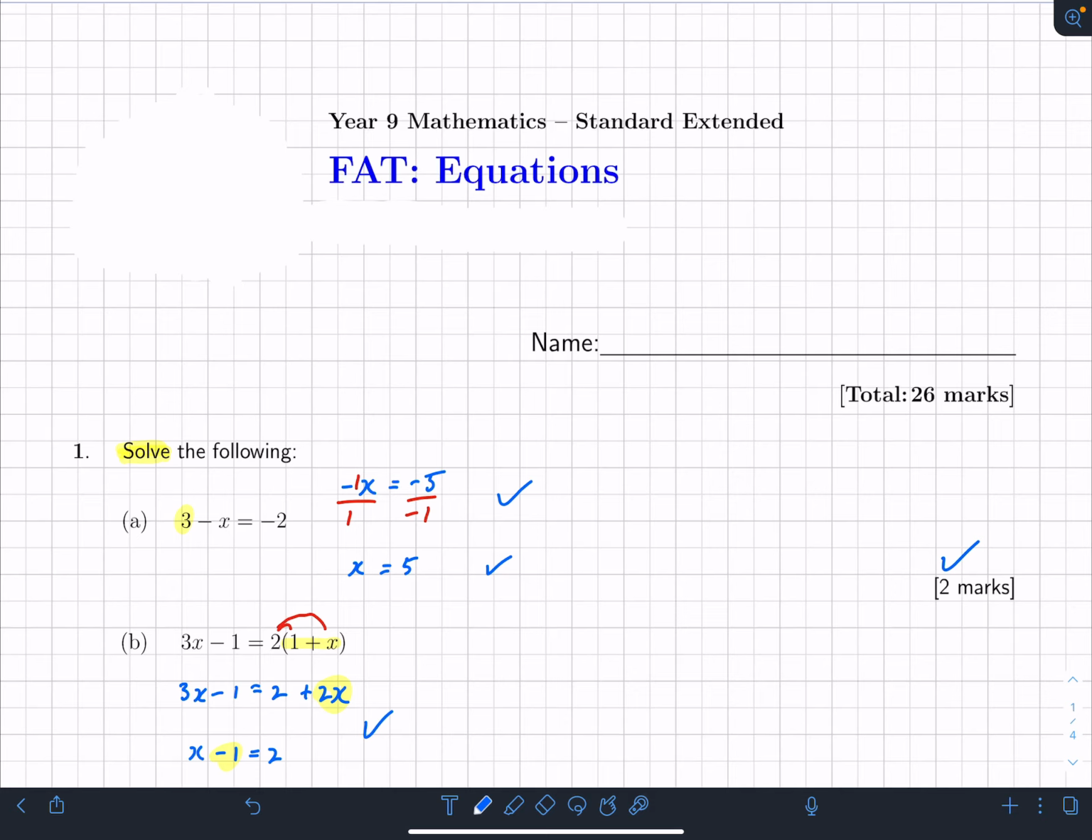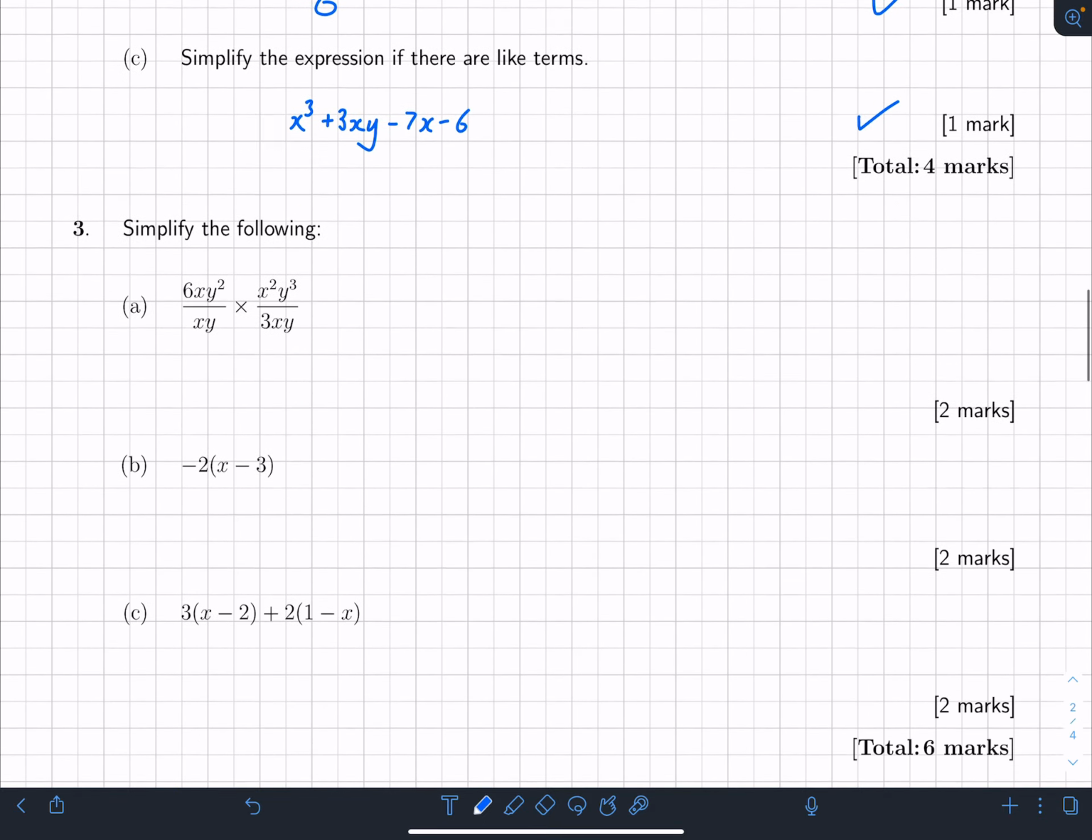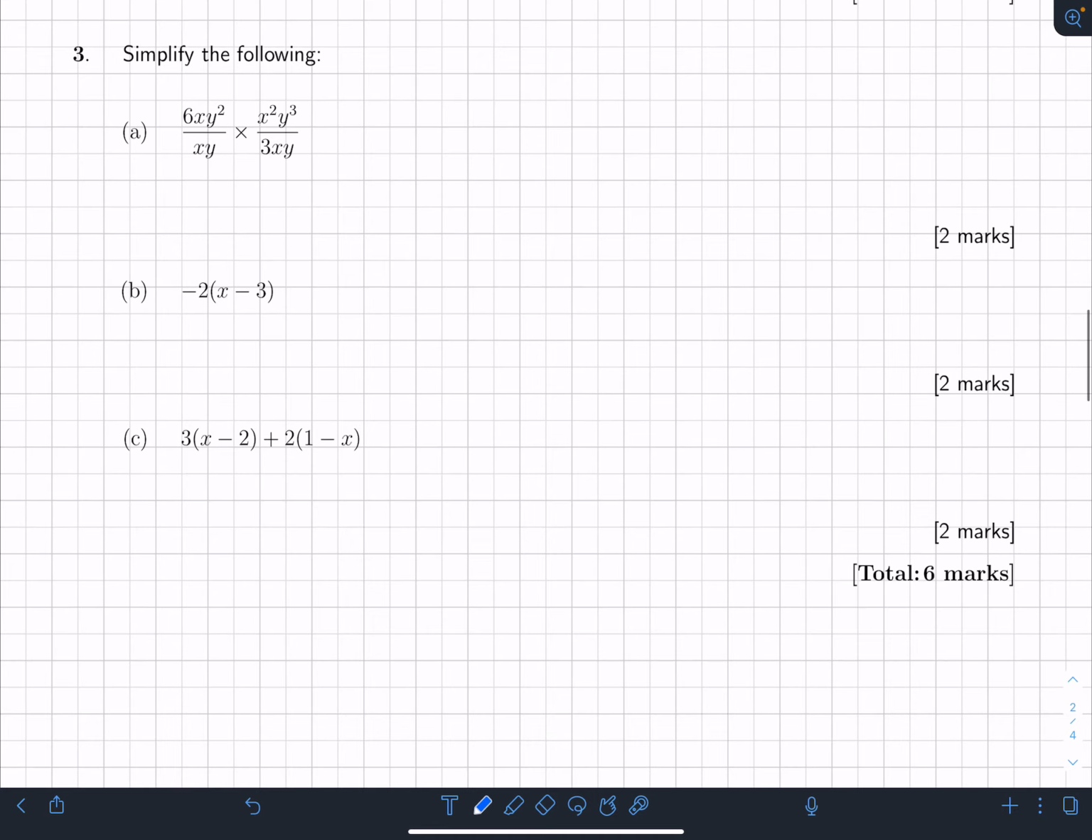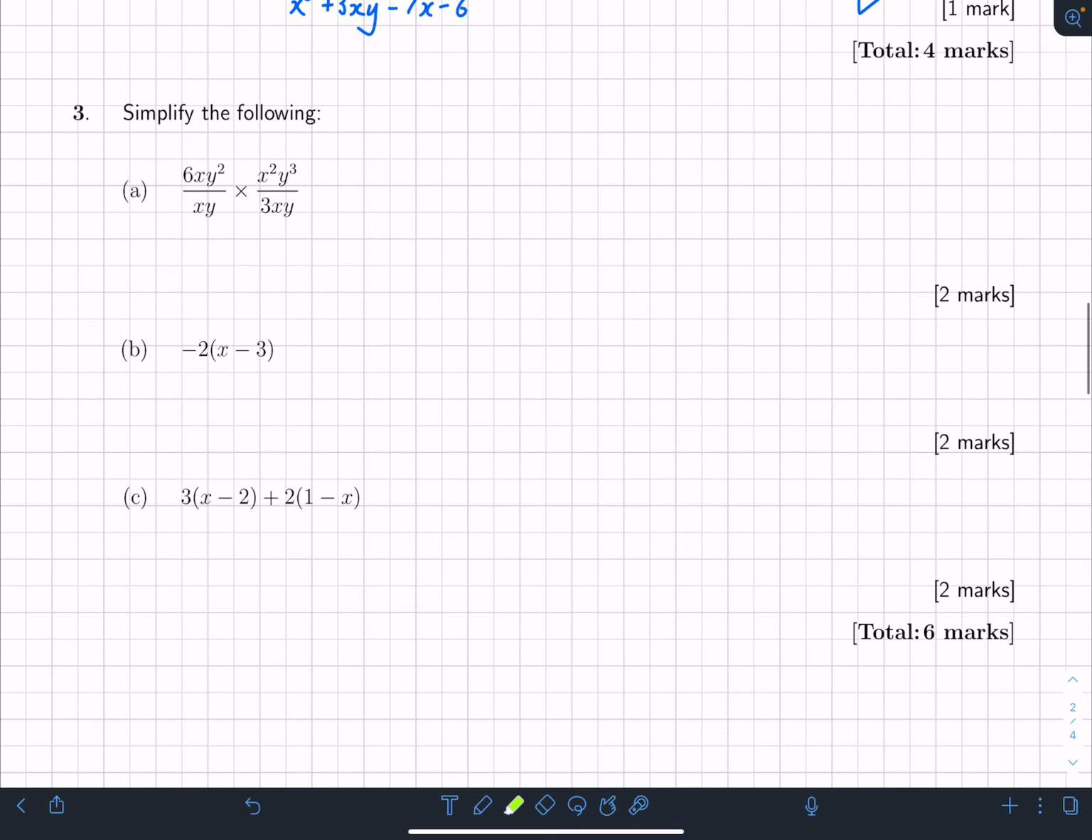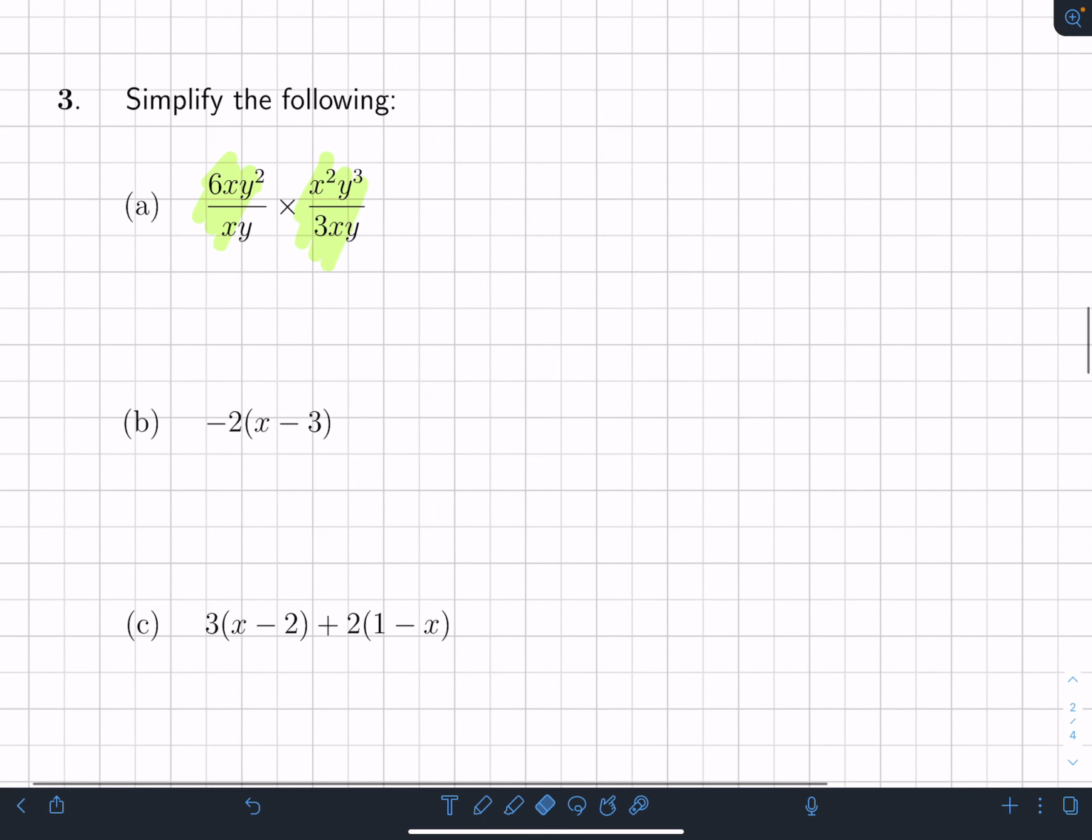This is the third video of our standard extended formative assessment test on equations, and we will look at question 3, and so we are simplifying. With question 3a, what we've got is a fraction multiplied by a fraction. Okay, and if this looks a little bit scary at the moment, we've got all your x's and y's and some of them are to the power of 2 or 3. Let's work through this one.